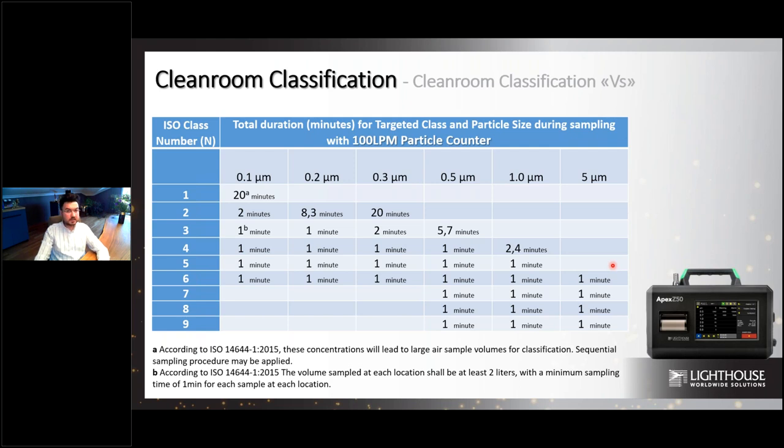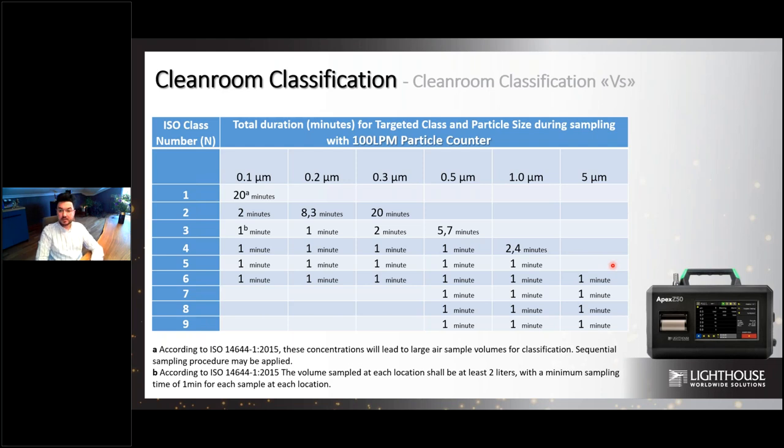Again, keep in mind, this is for ISO only. If you are in a GMP regulated environment, GMP still says 1 cubic meter of air has to be sampled in a Grade A environment. So in this case, you have to sample 1 cubic meter of air. If you have a 100 liter per minute instrument, in every location you should spend 10 minutes. I'm just giving you an example for ISO class, and we prepared these tables for ISO 14644-1 requirements.